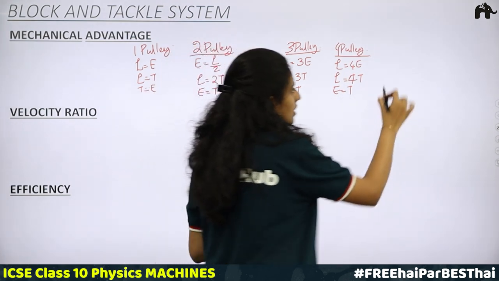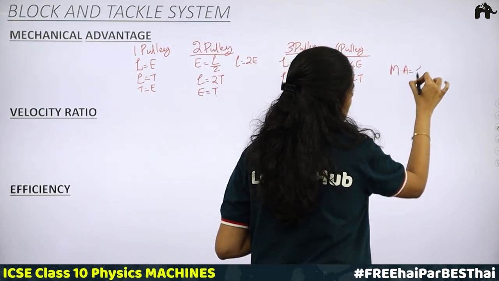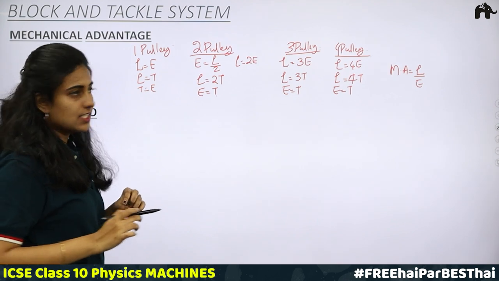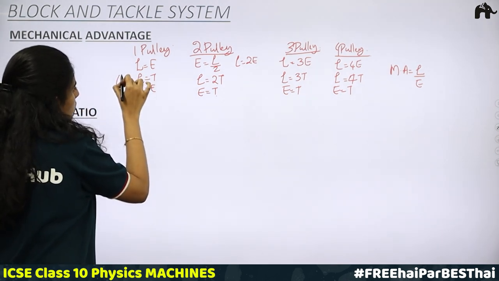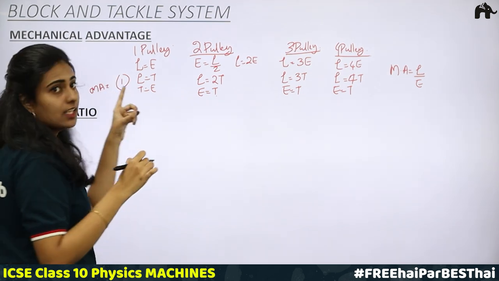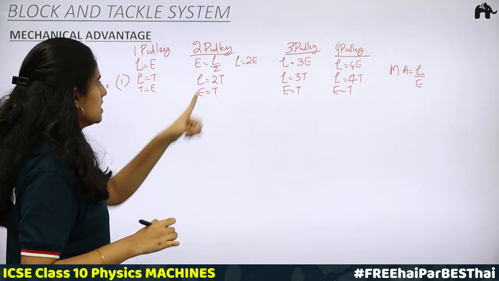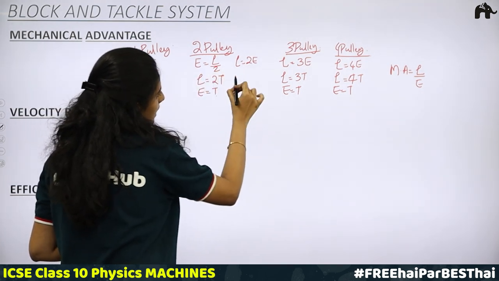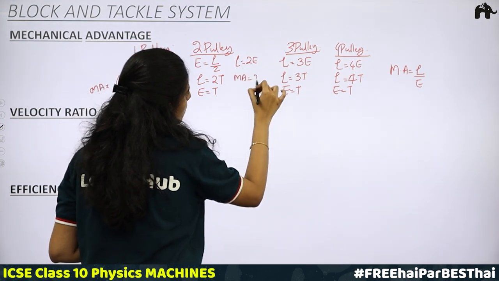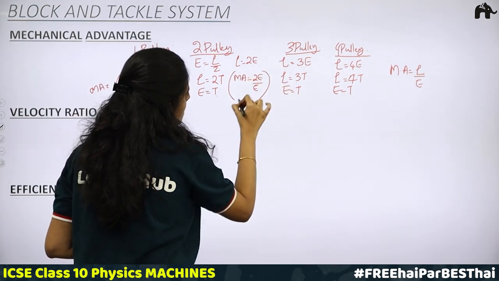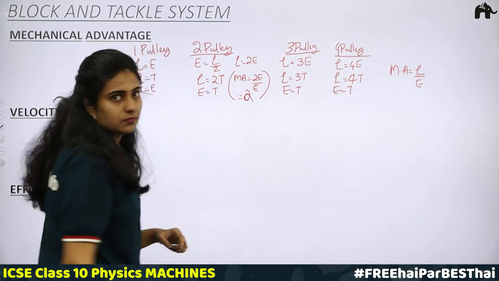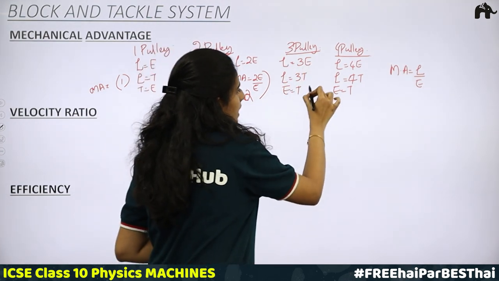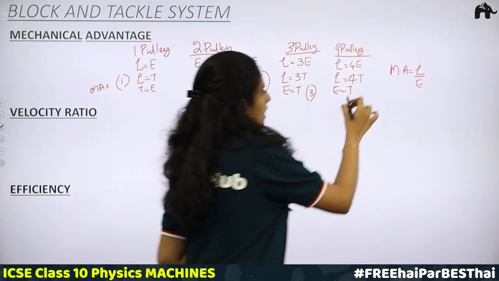Now, what is the mechanical advantage? Mechanical advantage, we know, is equal to load by effort. Here, in this part, load and effort are the same. We will be getting mechanical advantage equal to 1. L by E will be equal to 1. What about this case? Here, L is equal to 2E and we have effort E. Therefore, mechanical advantage will be equal to 2E by E, which is equal to 2. What about this case? Here you will be getting 3E divided by E, which is 3. Mechanical advantage will be 3. Here it will be 4.